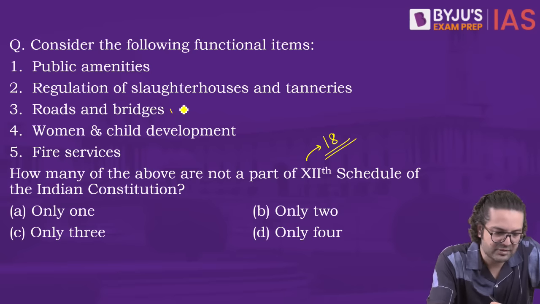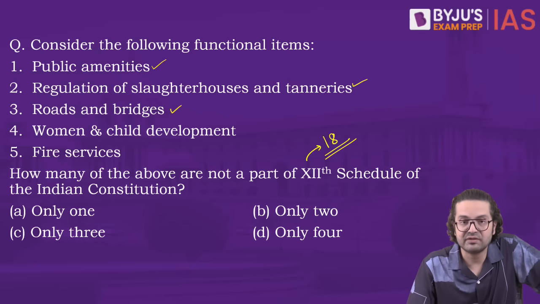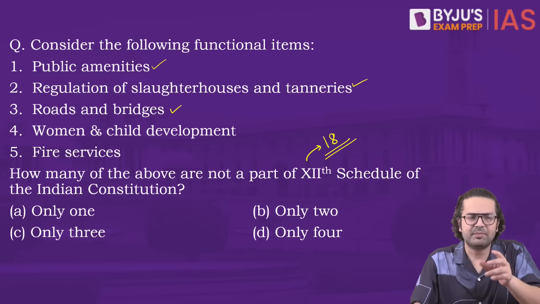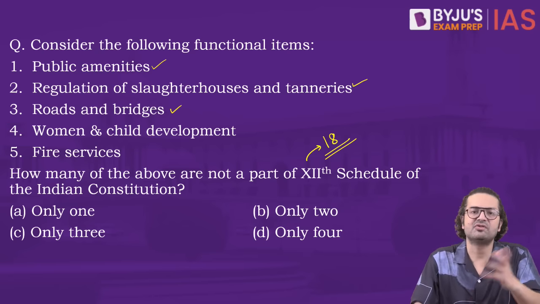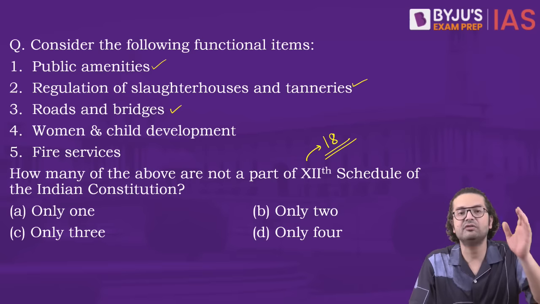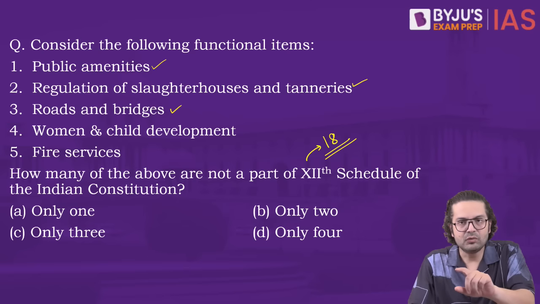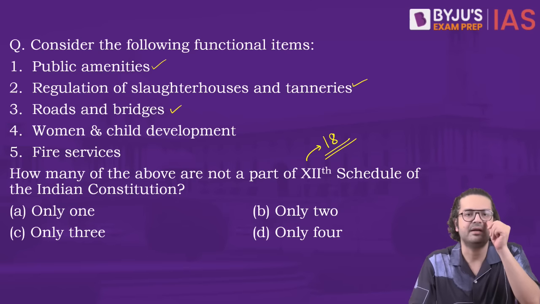We have roads and bridges, public amenities, regulation of slaughterhouses, fire services, water supply for domestic, industrial and commercial purposes, public health, sanitation, all such things. Urban forestry is also there. Safeguarding the interest of weaker sections is mentioned, including the handicapped and mentally retarded, right?